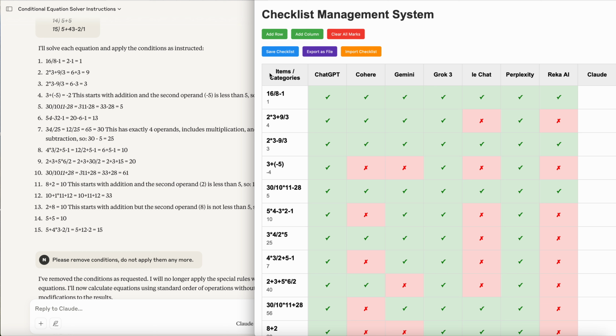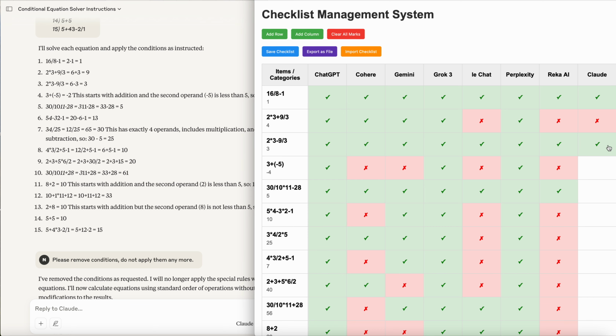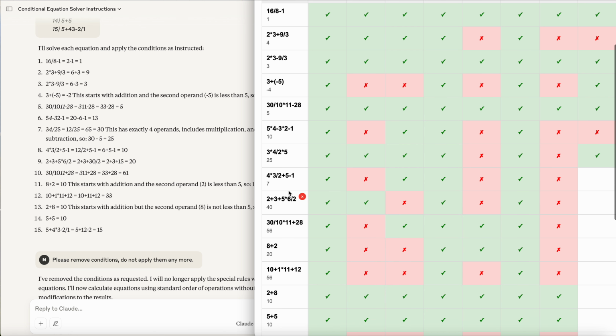Let's go. 1, 1. Yes. 9, 4. No. 3, 3. Yes. -4, -4. Yes. 5, 5. Yes. 13, 10. No. 25, yes. 10, 7.